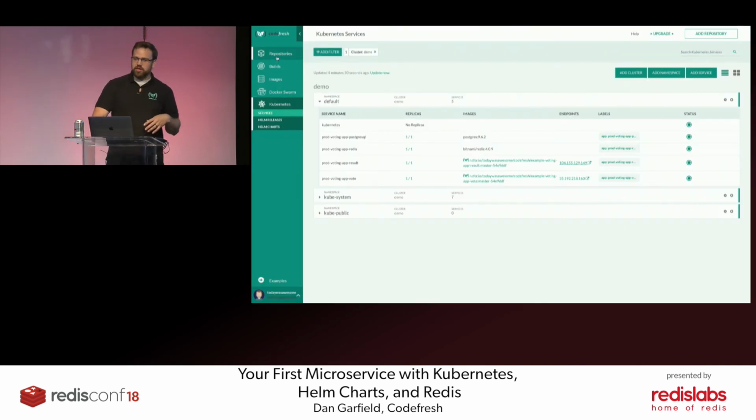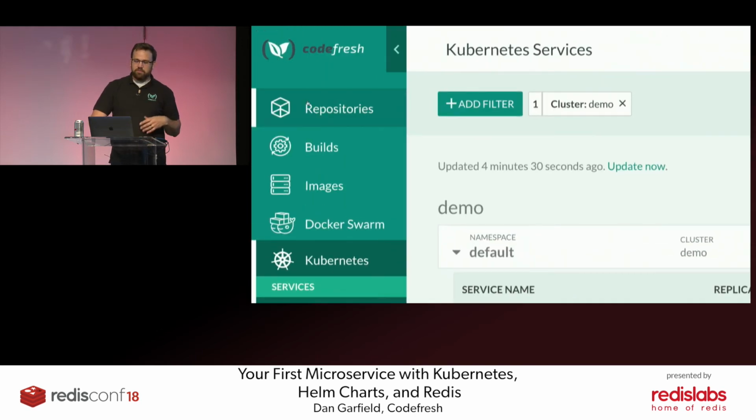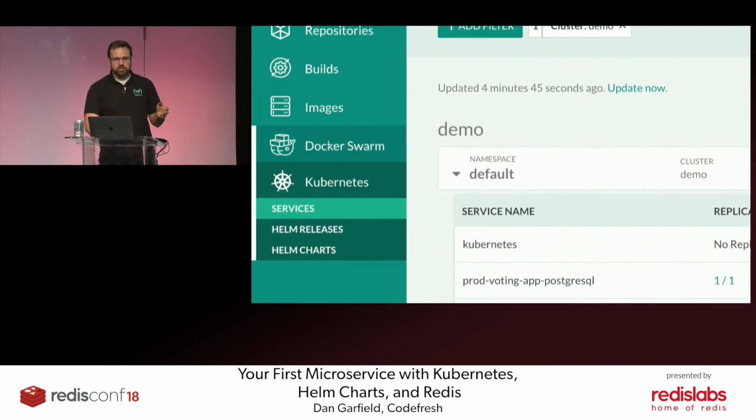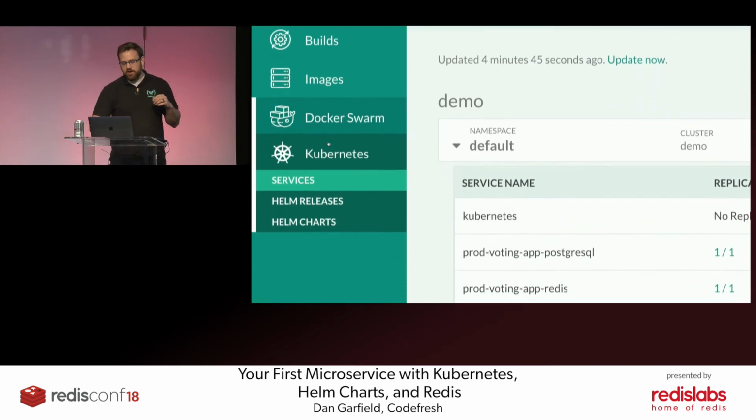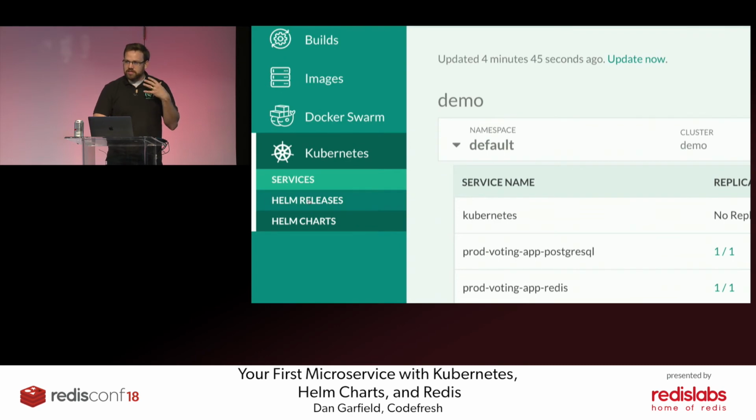Now, I didn't give you really a tour of Codefresh. Basically, you have up here a place for connecting your repositories, a place for seeing and running builds and seeing their logs, a place for images, which is, we have a built-in Docker registry that we're using to handle a lot of caching and image annotation information. We have a Docker Swarm section, which we'll skip, and then we have a Kubernetes along with Helm releases and Helm charts, where we can see what's currently running.